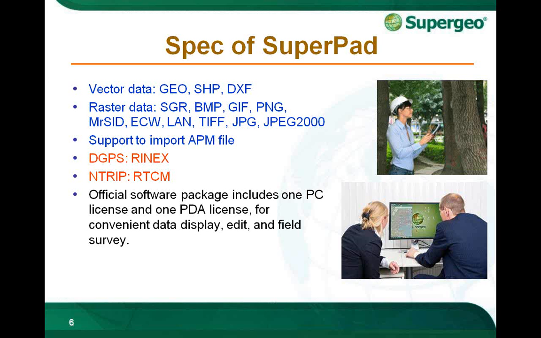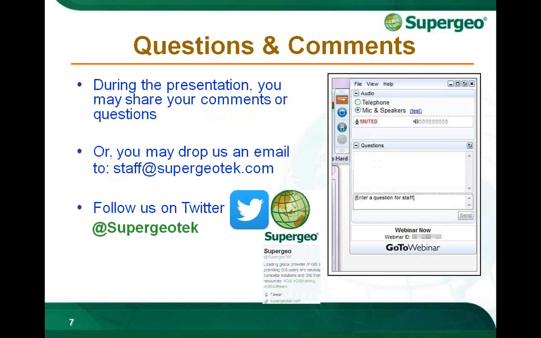And in today's main topic, we would like to share our high accuracy solution, DGPS and NTRIP. For DGPS, the supported format is RTCM. For NTRIP, the supported format is RTCM. And good news for our users, SuperPad has two licenses in one package. The PDA license will help you carry out all the real work, while the PC license can help you prepare layers when you are in the office to better manipulate the data in an easy way.